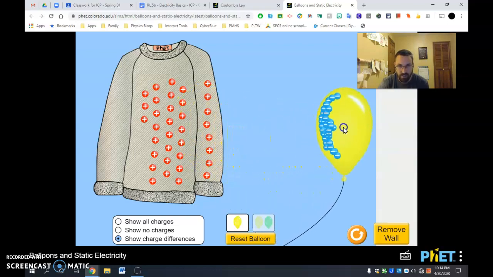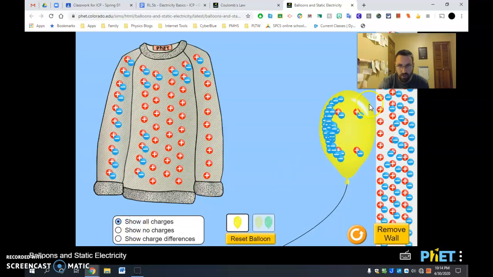But what's interesting is if I bring it over to the wall, it wants to stick to the wall as well. So if we show all the charges, you can see that the negative charges on the balloon have repelled the negative charges on part of the wall, and there's the positive charge left. So this negative side of the balloon is attracted to this positive side of the wall. And that's an example of charging by induction that I was talking about in the last video.